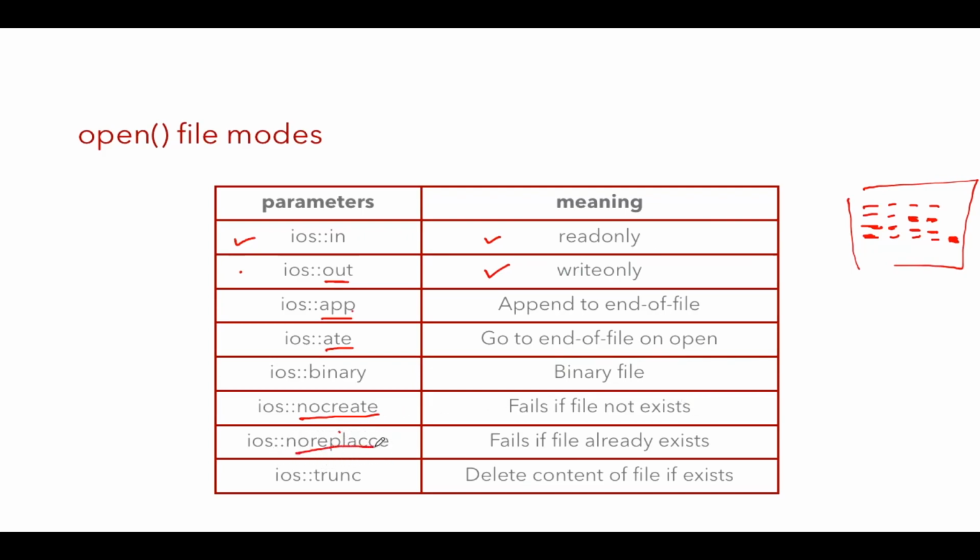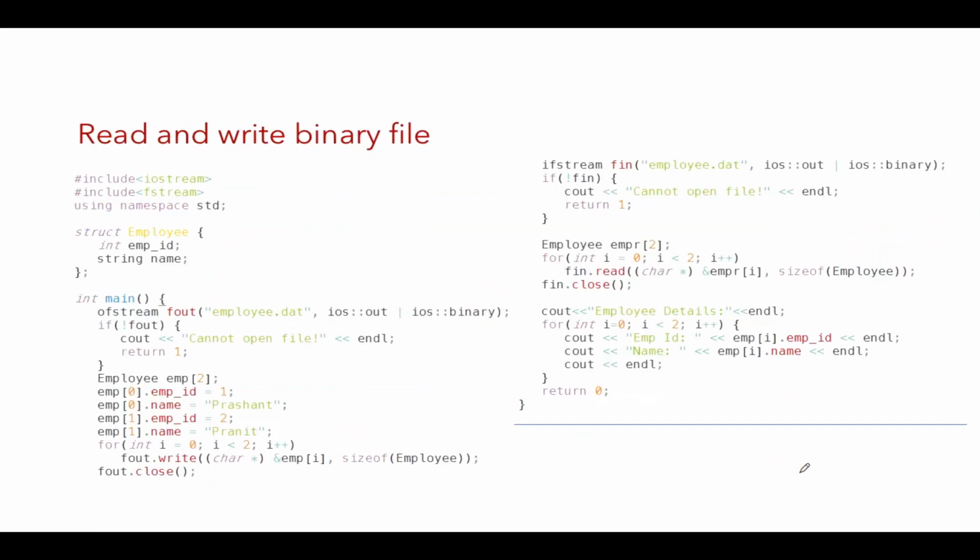Then there is no replace, which fails if the file already exists. So in case the file already exists and you want to ensure that you accidentally don't write content to the file, you can use the no replace mode over here. You can also use trunc mode, wherein you can delete the content of the file if it exists. These three modes are really useful when you have a mechanism wherein you are writing logs or some level of transactional information. So these kinds of modes will be really useful. So just to briefly tell you how this mode can work.